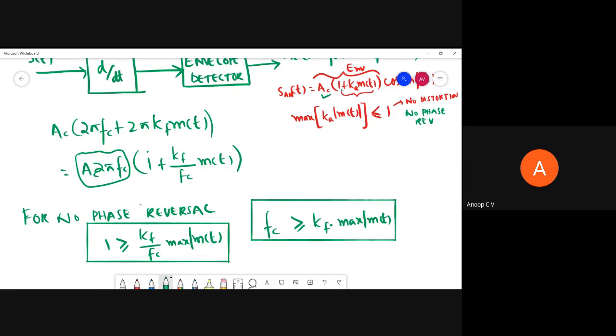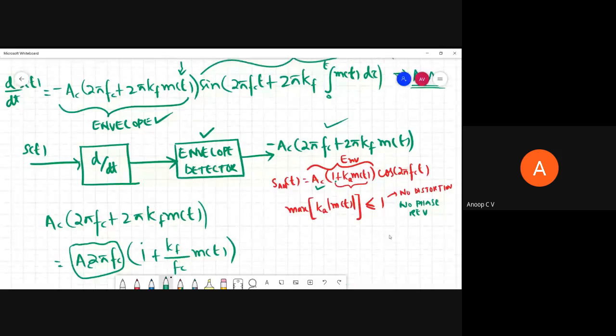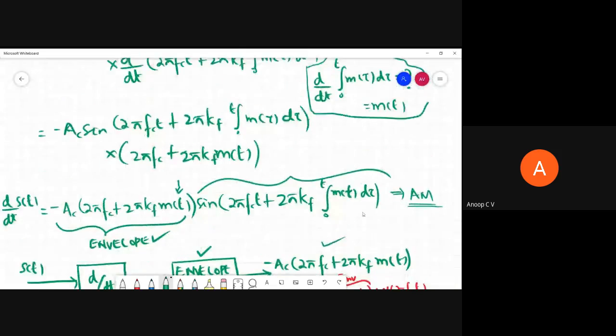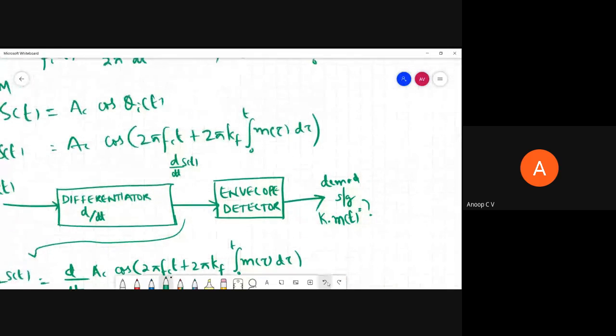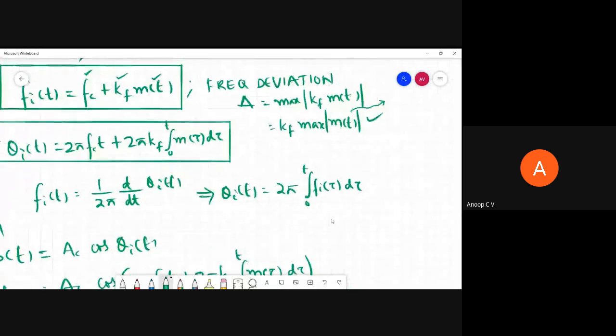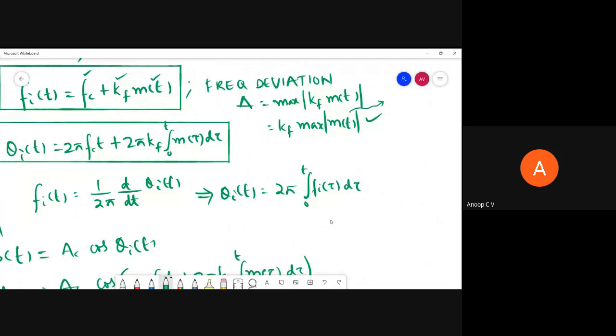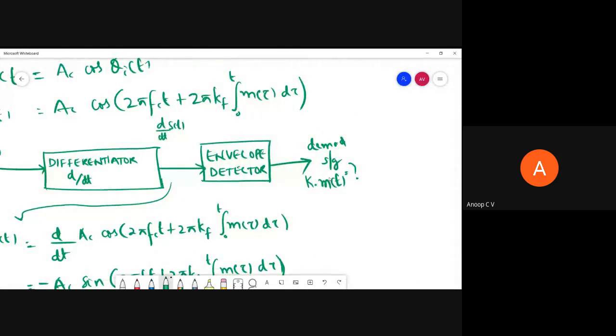Do you know what actually this Kf times max of m of t is? We have seen it before, we discussed it just before. If you move up, I'll show you, we wrote Kf times max of m of t somewhere. So this Kf times max of m of t is nothing but the frequency deviation, delta.